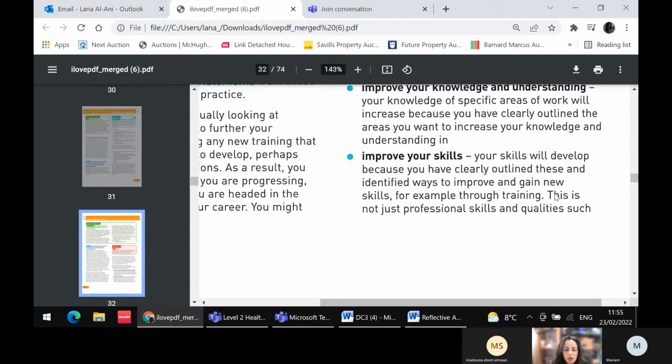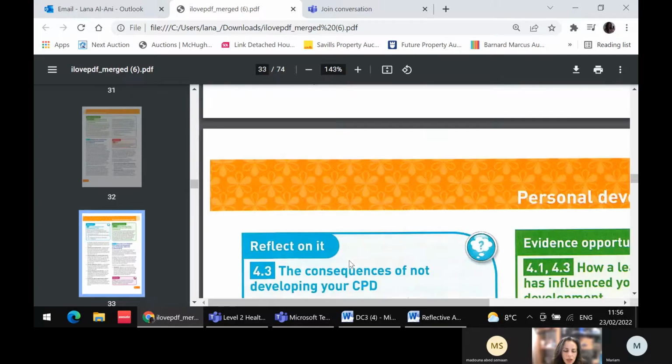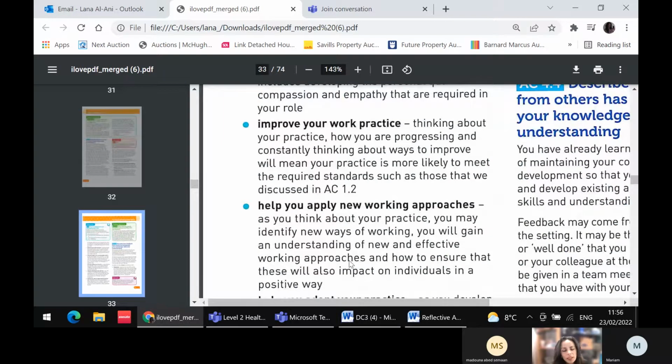Your skills develop because you clearly outline what you are still missing, and you start going and taking more training to gain better skills in the future. So it is very good and very important to gain more and improve your skills. Also, it improves your work practice. Thinking about your work practice, let us say you're working in a home, then you always need to keep learning new things.